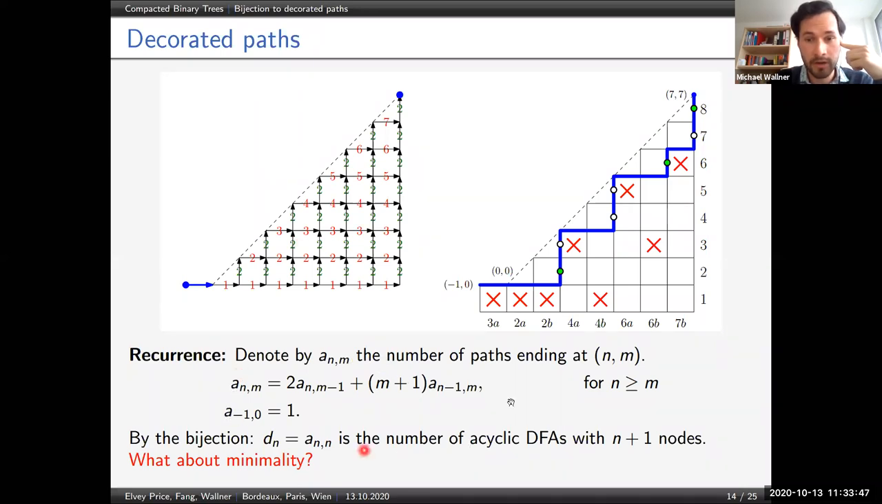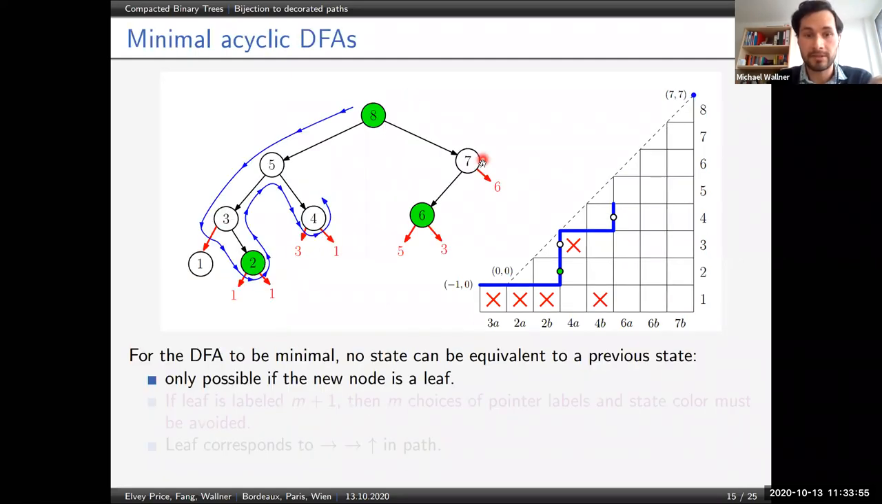And this gives you this recurrence relation. And we're interested in the number of paths ending here. This is now these paths, but minimality has not been taken into account. Minimality is not hard to grasp. It's a bit technical, but basically for minimality we just have to be careful about leaves in my path construction.